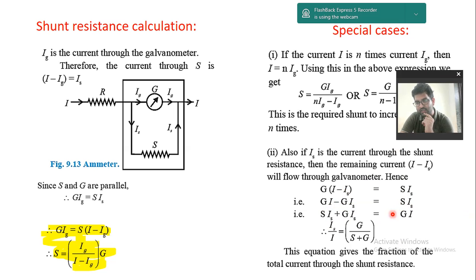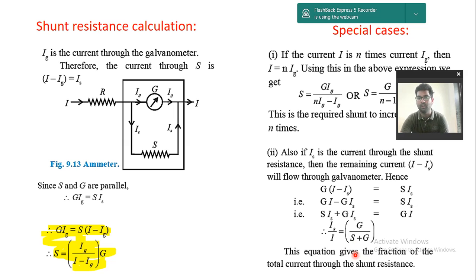Sis plus Gis equals G into I. So I can find out what fraction of current Is will flow through the shunt resistance. Is upon I equals G upon S plus G. So this equation gives the fraction of the total current through the shunt resistance. Obviously, you see Is upon I equals G upon S plus G. So this fraction of total current will flow through the shunt resistance.